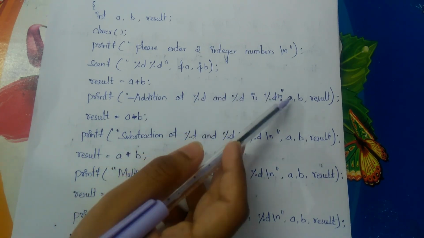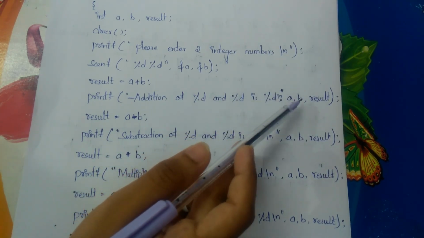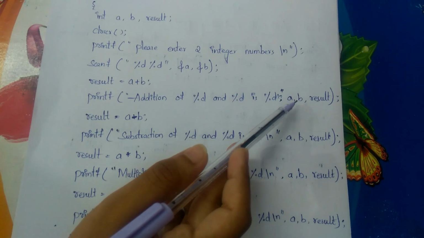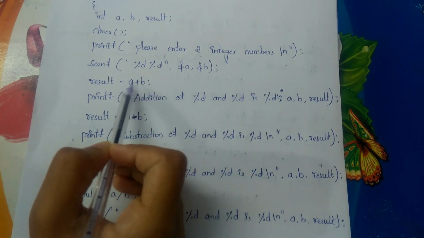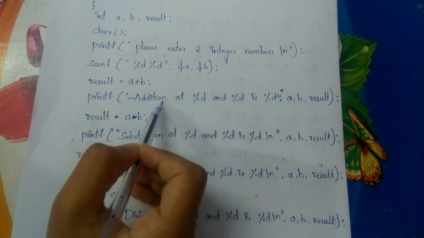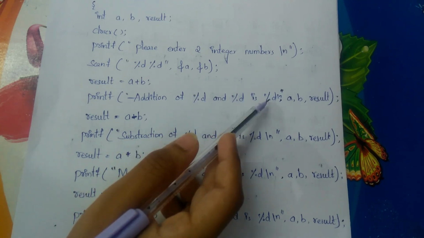Because first a value I took as 2 and b value I took as 3, and when this operation is performed, 2 plus 3 is 5. So addition of 2 and 3 is 5.